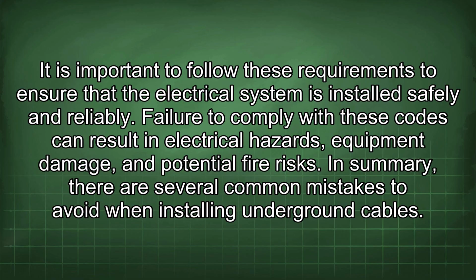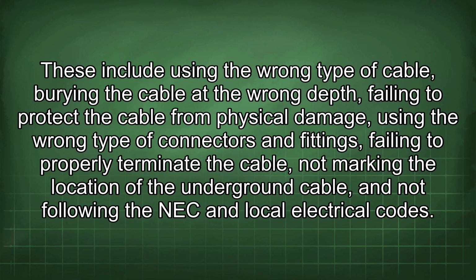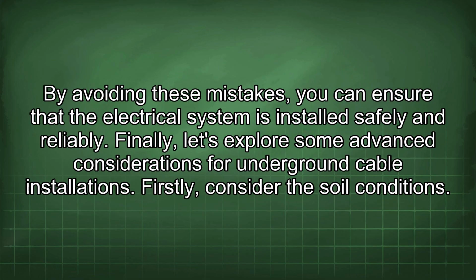In summary, there are several common mistakes to avoid when installing underground cables. These include using the wrong type of cable, burying the cable at the wrong depth, failing to protect the cable from physical damage, using the wrong type of connectors and fittings, failing to properly terminate the cable, not marking the location of the underground cable, and not following the NEC and local electrical codes. By avoiding these mistakes, you can ensure that the electrical system is installed safely and reliably.